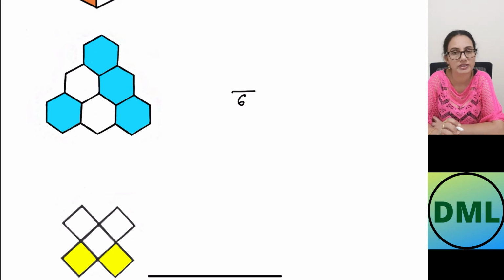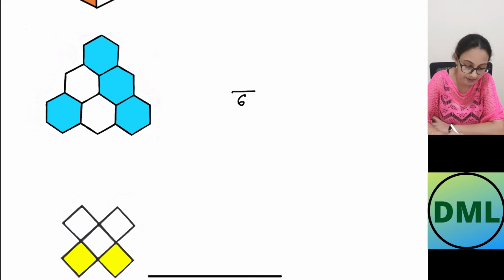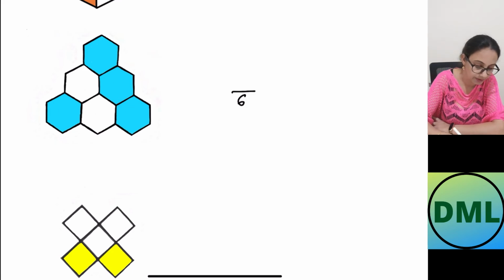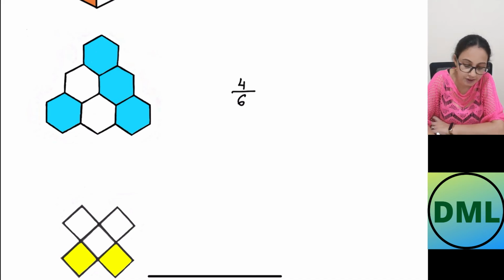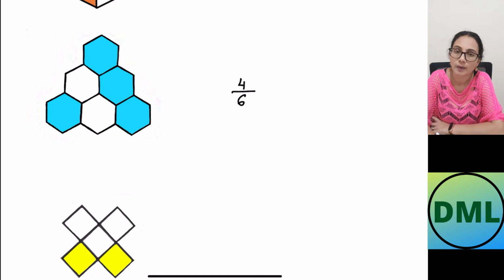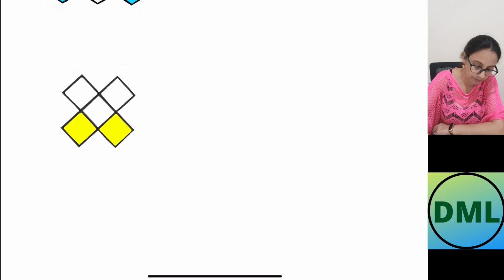How many colored parts do I have? Let's count the colored parts. 1, 2, 3, and 4 parts are colored. So I will write down 4 in the numerator. So that means 4/6 of the figure is blue. Out of 6 parts, 4 parts are blue. That is the meaning. So I have 1, 2, 3, 4, 5, 6 parts, and out of that 1, 2, 3, 4 parts are blue. 4/6 of the figure is blue. Now let's see one more example.